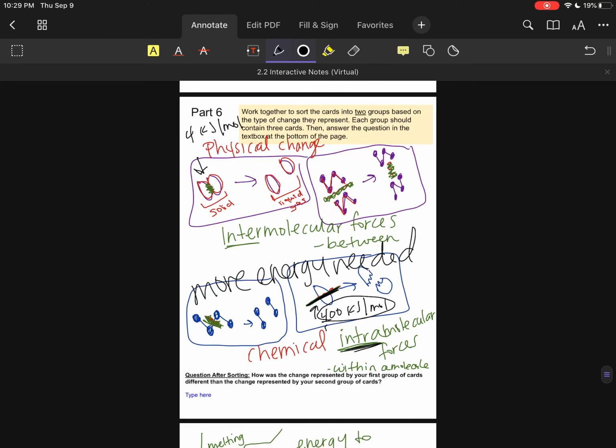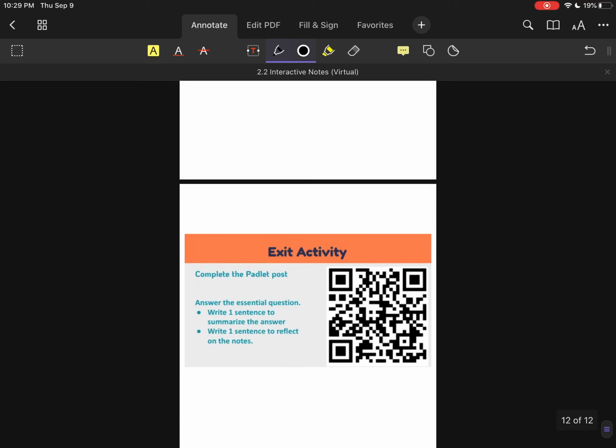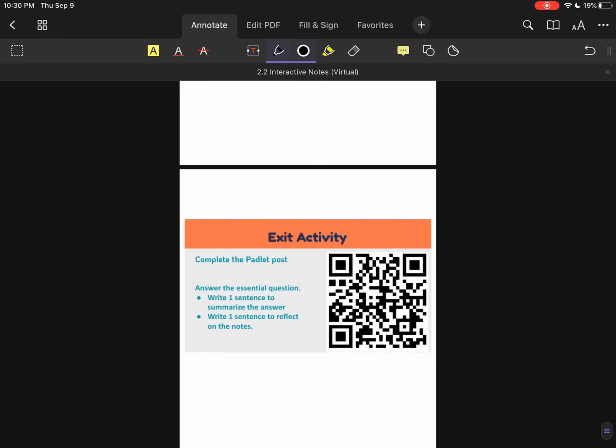I suggest that you answer, I think there's 5 questions on the notes that are posted on Schoology that we do in class. It's kind of a summary questions, just kind of thinking back to some of the things that we talked about, specifically looking at some of these intermolecular, intramolecular forces and differentiating between them. When you are done with that, there is a little exit activity. It's a Padlet, so you can just scan the QR code or click the link on Schoology. You're just going to write a 1-sentence summary of the essential question.